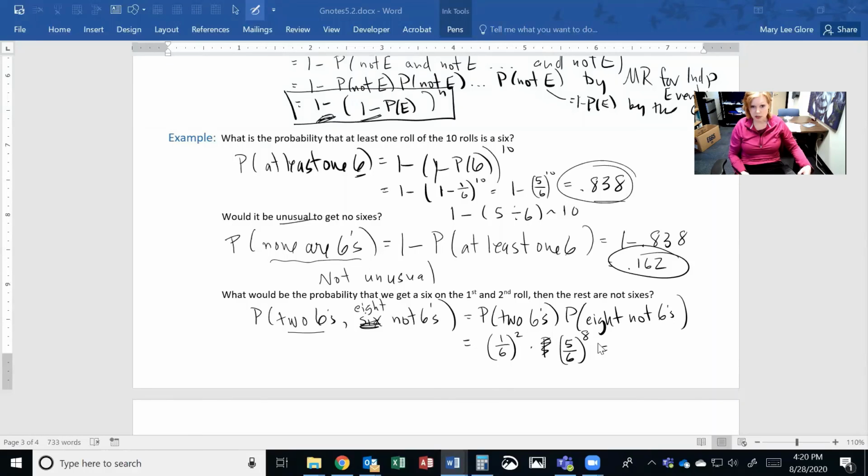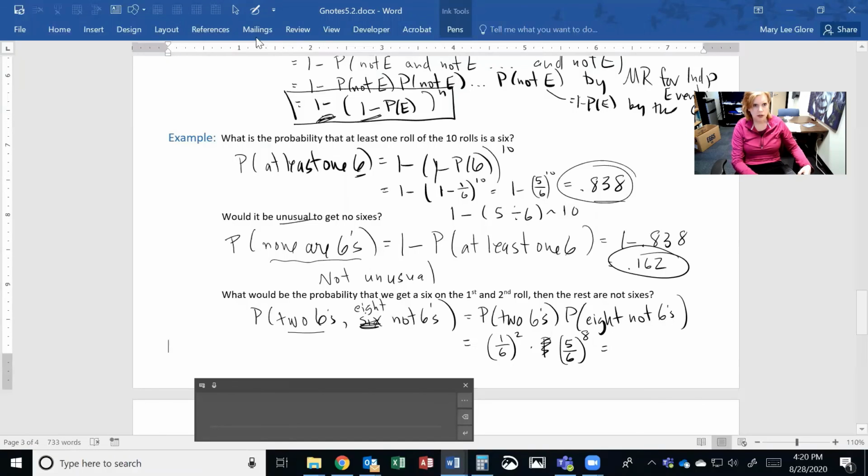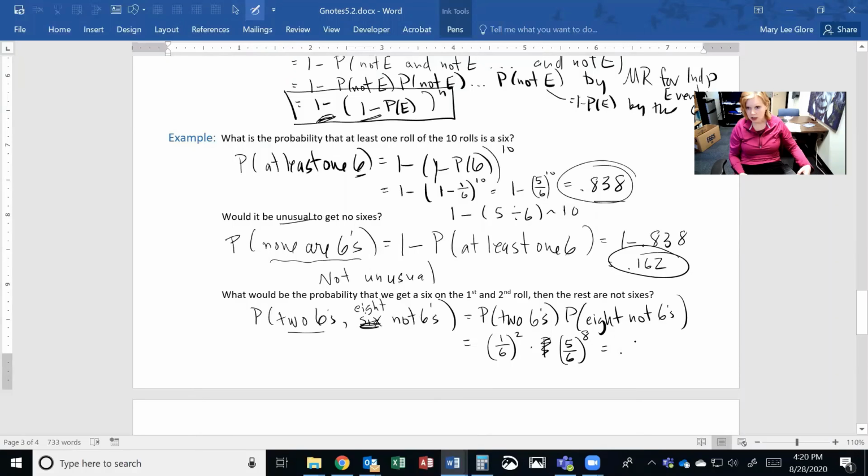And this happens to equal 0.0064. All right, so is that unusual? Yes. This is not going to happen very often.